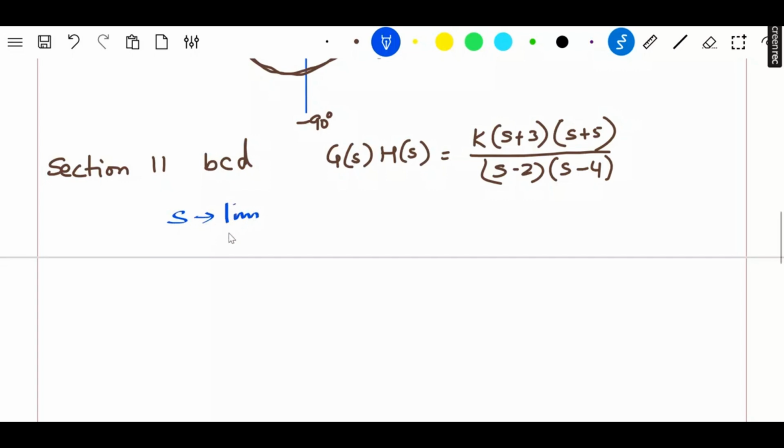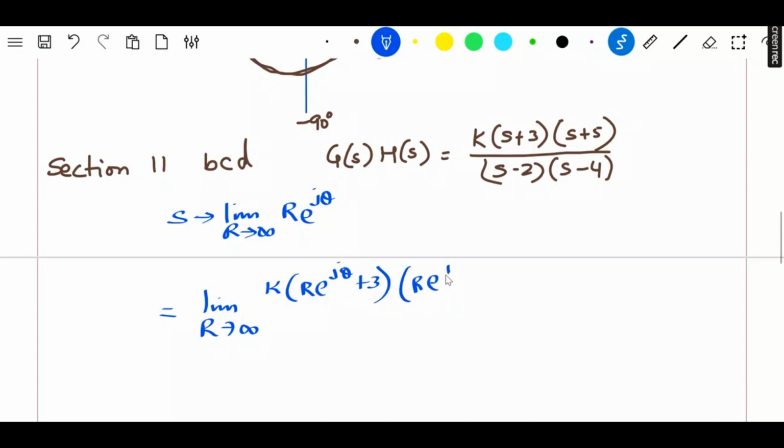Now, in this particular step, what we need to do is replace S with limit r tends to infinity, r into e power j theta. If I do that, what I will get is limit r tends to infinity, K into r into e power j theta plus 3 into r into e power j theta plus 5, divided by r into e power j theta minus 2, r into e power j theta minus 4.